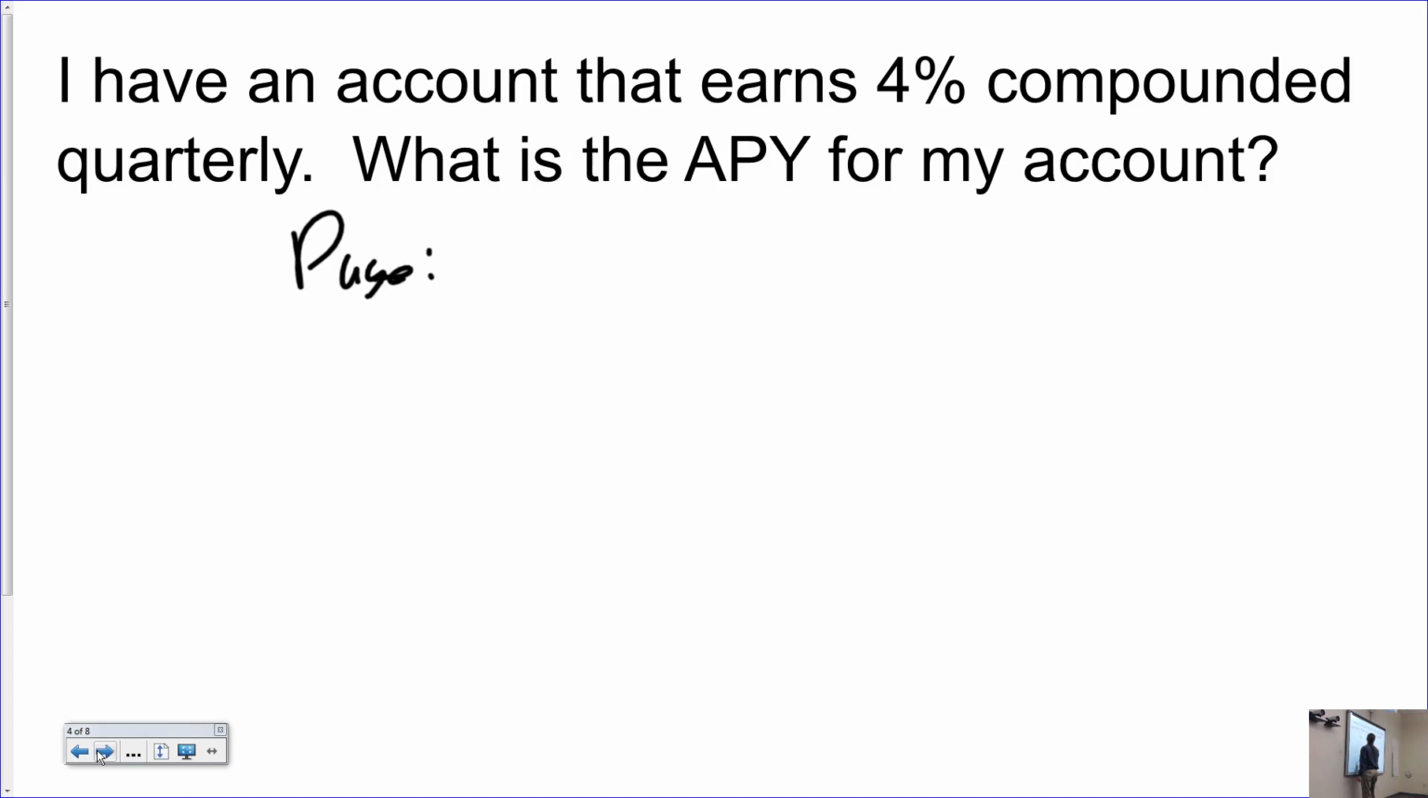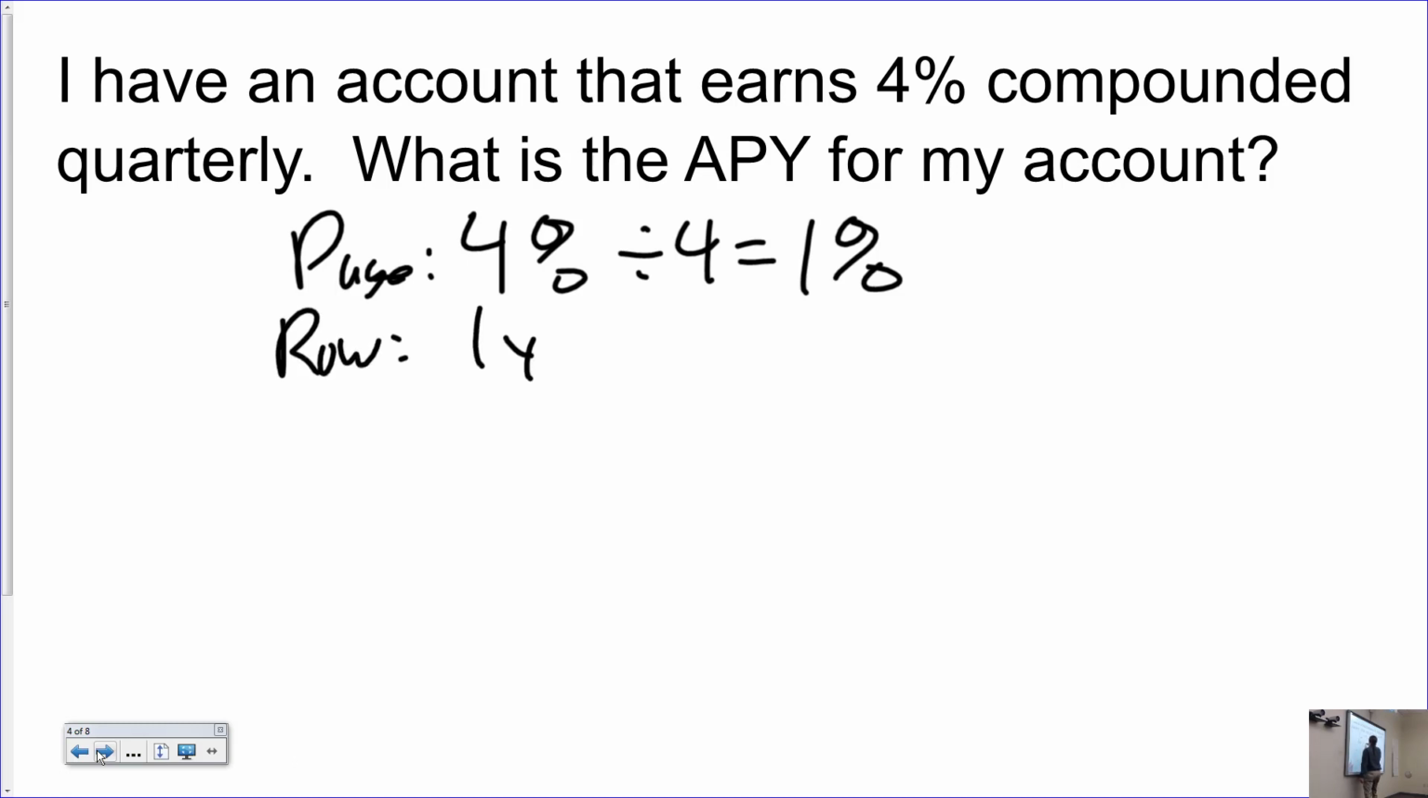What page are we going to, Grace? 1%, right? Do everything the normal way. It's 4%, and since it's compounded quarterly, divide by 4. How many periods are we going to look at? 4. What does the A stand for? Annual. What does that mean? 1 year. 1 year, 4 periods. So we're only going to find 4 periods.